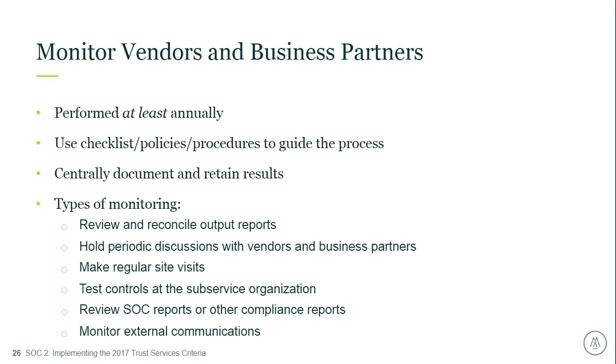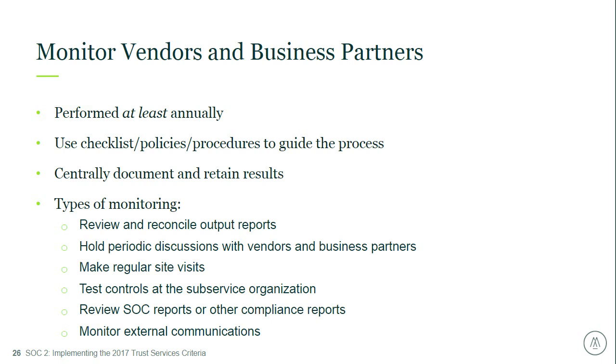For documenting monitoring, again, this is another area where it's nice to have some kind of policy, procedure, or checklist that's filled out for each of your vendors or business partners. And there are different types of monitoring that can occur. It really depends on what this vendor or business partner is doing for you. If there's a lot of data, doing some checks periodically that the information is complete and accurate is important. Sometimes just having periodic discussions with the vendor or business partner works really well. If it's something like a data center, where there's an actual facility that you can go and visit and walk through, that's a great control.